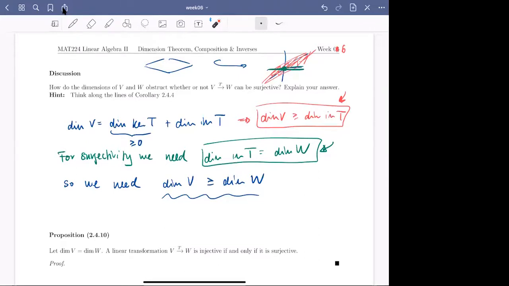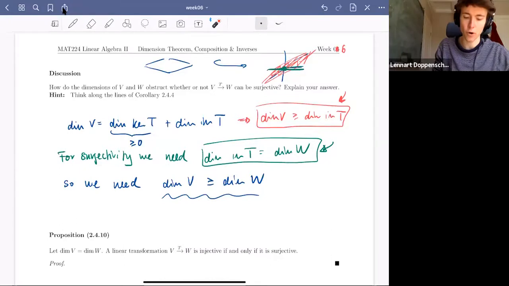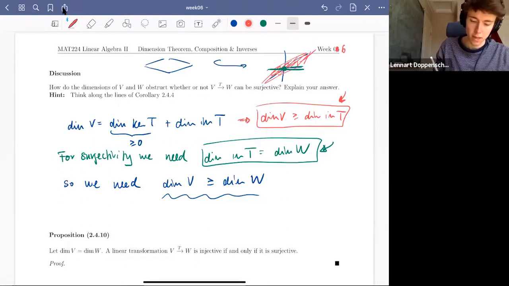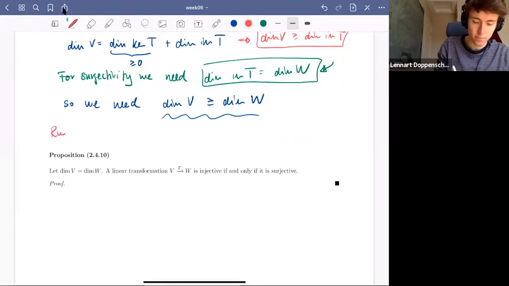Yes, exactly. And so only if this is true can we have surjectivity, but maybe a remark is that the dimension of V being greater or equal to the dimension of W doesn't mean that T is surjective.